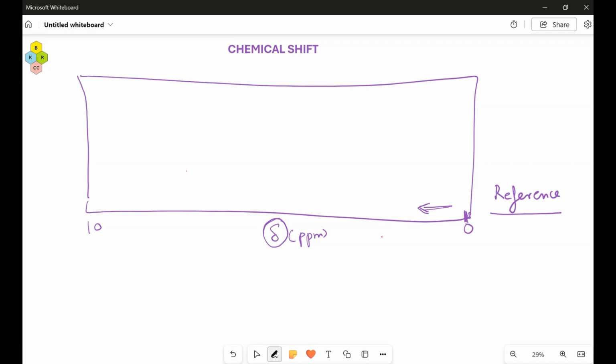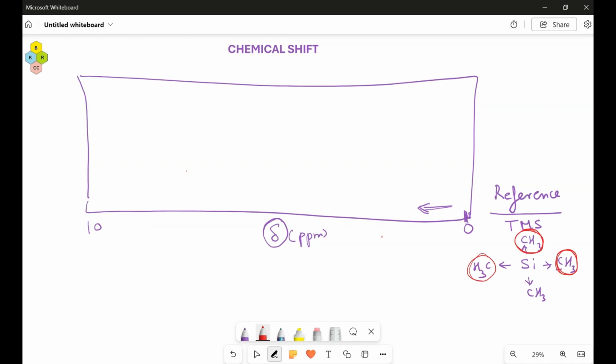Now, the reference commonly used is known as TMS, tetramethylsilane. So, silicon is attached to four methyl groups. Since silicon is highly electropositive in nature, it gives electron density towards the carbon. Carbon is more electronegative than silicon, therefore carbon pulls the electrons towards itself. So as a result, what happens? The electron density around the methyl increases. So the carbon and hydrogens have high electron density around them. Why? Because the silicon has given electrons towards the carbon.